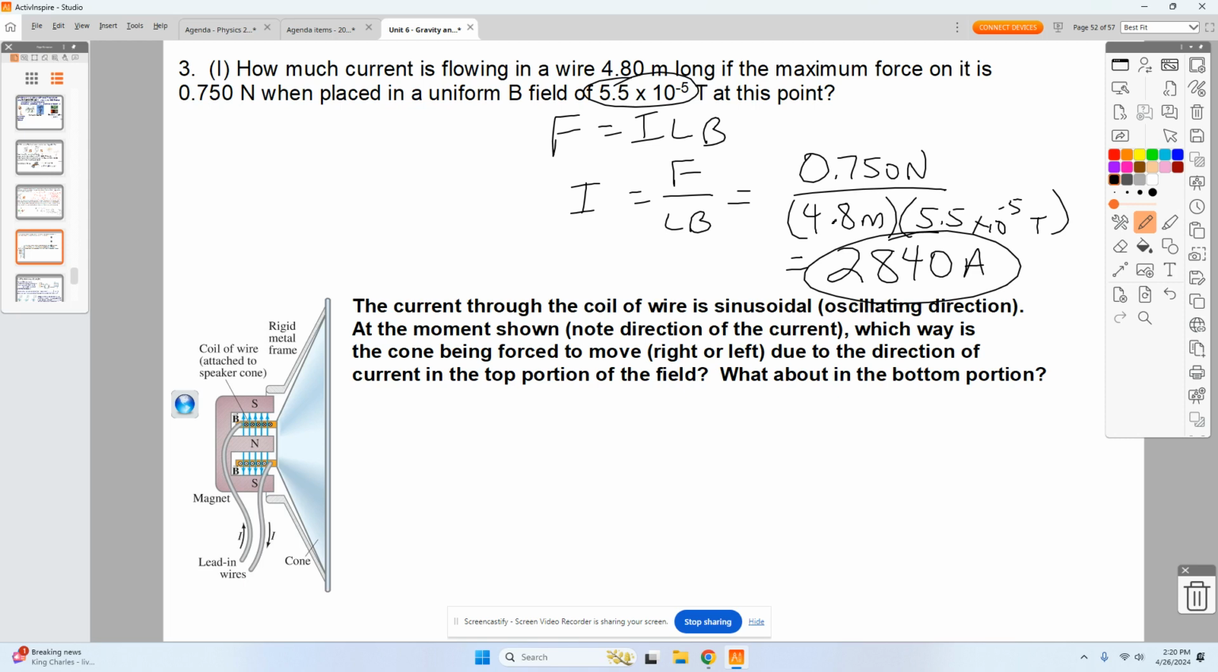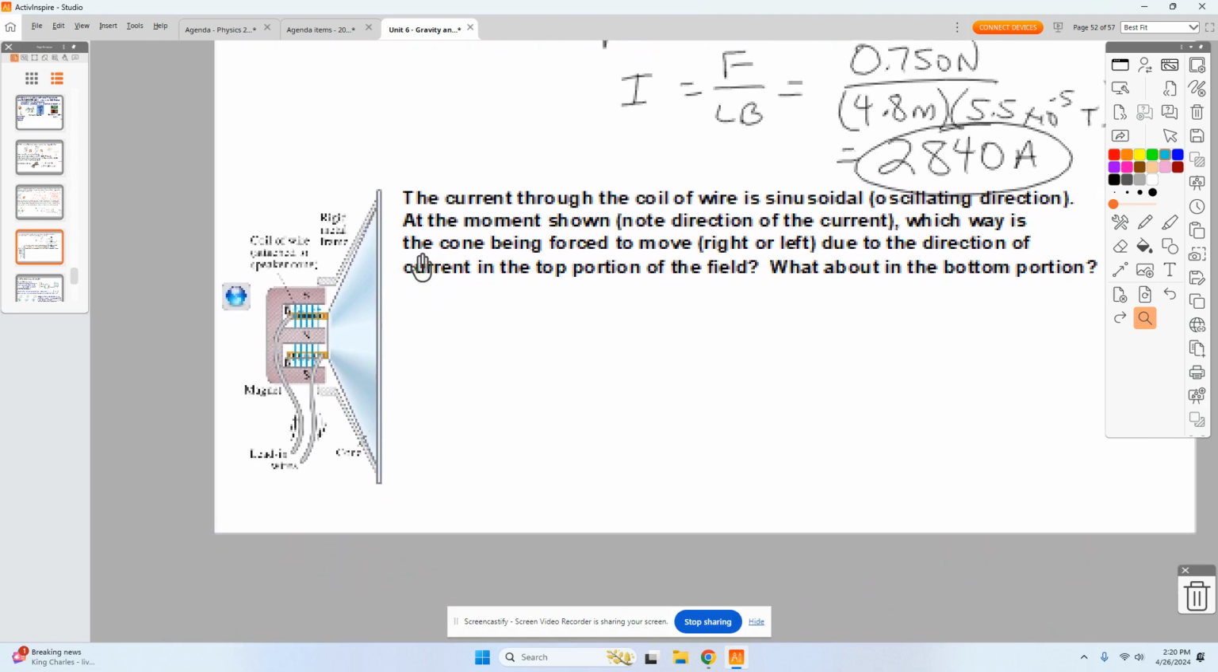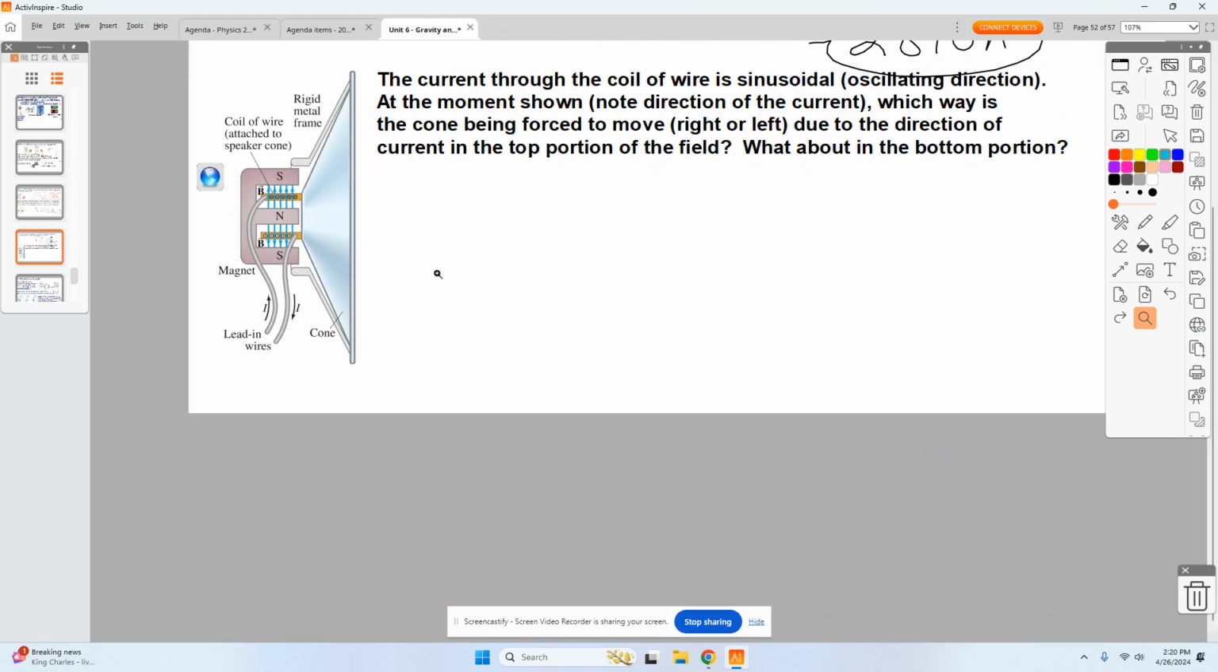All right, guys, you notice that F is equal to ILB is not too bad. I want you to practice this here with the direction. So I showed you a working speaker yesterday, correct? Okay, if you didn't watch the video there, it's sort of cool to see. I will have you guys make a speaker if we have time. If I would do that, it would be after we get through next week.